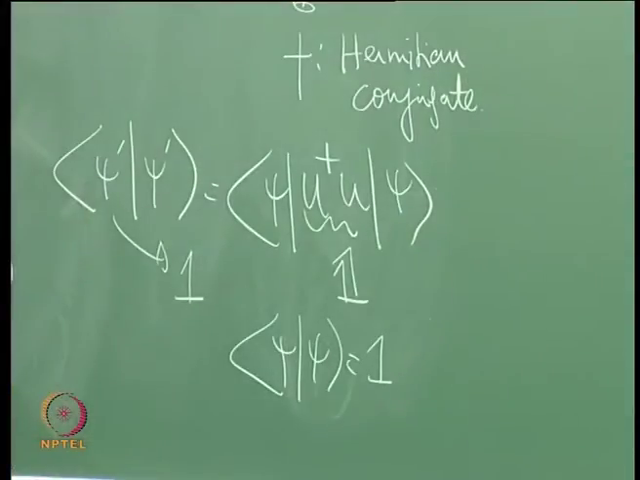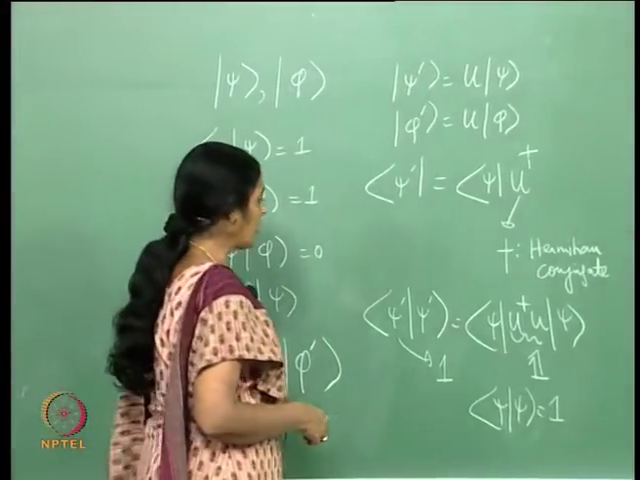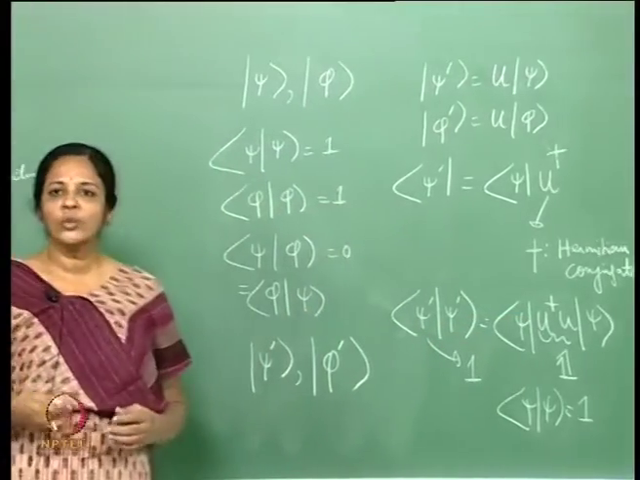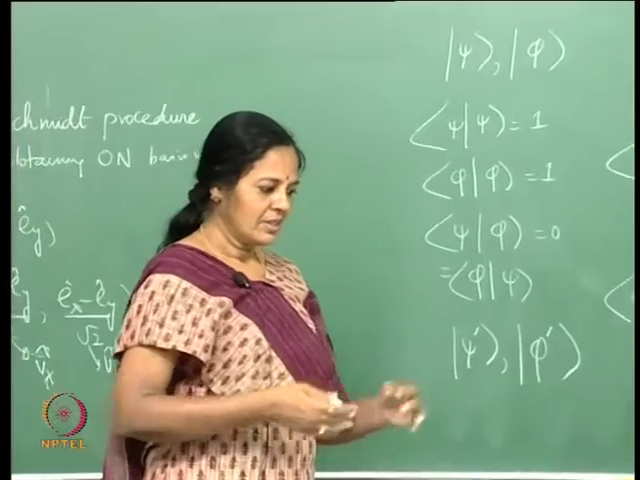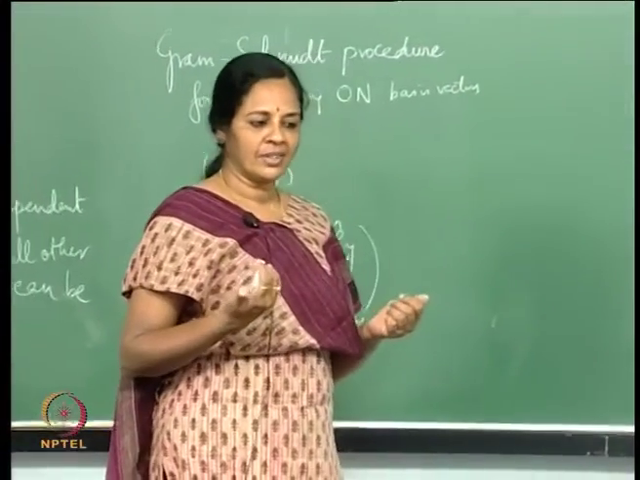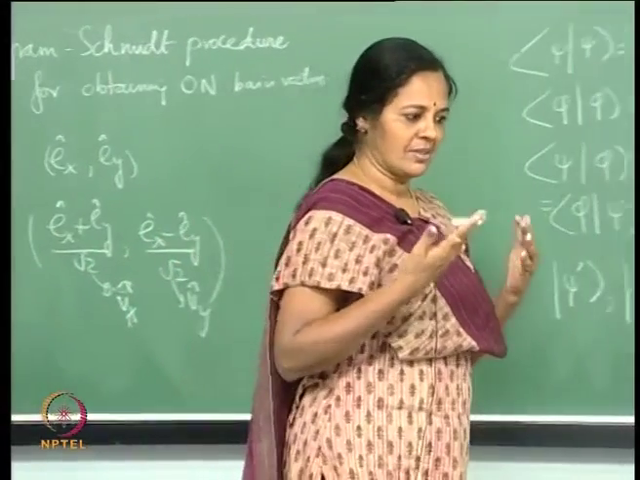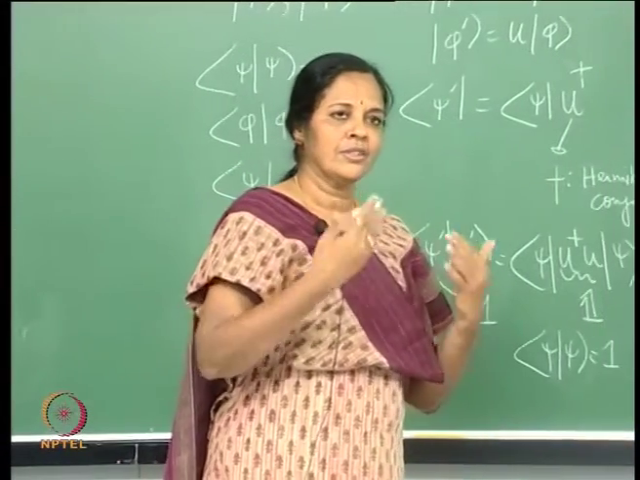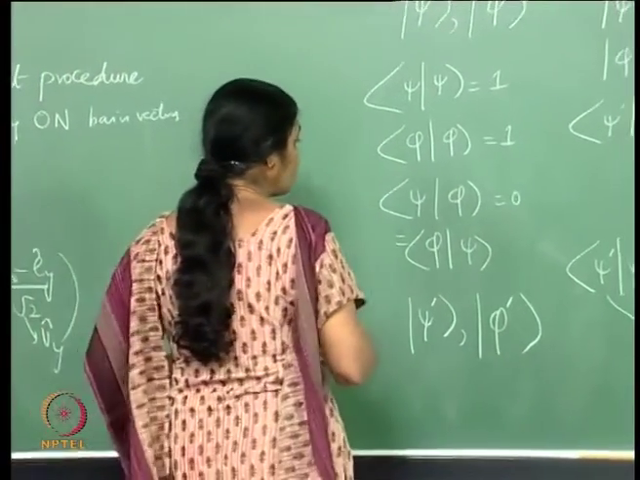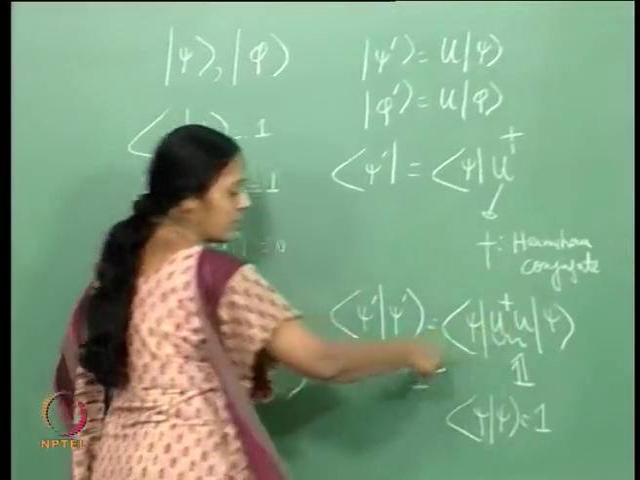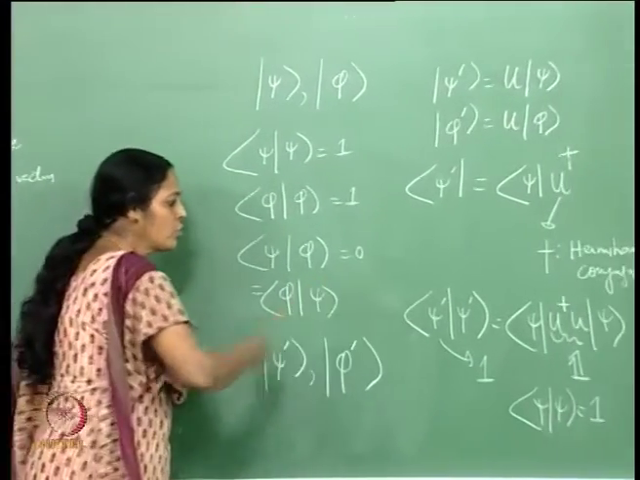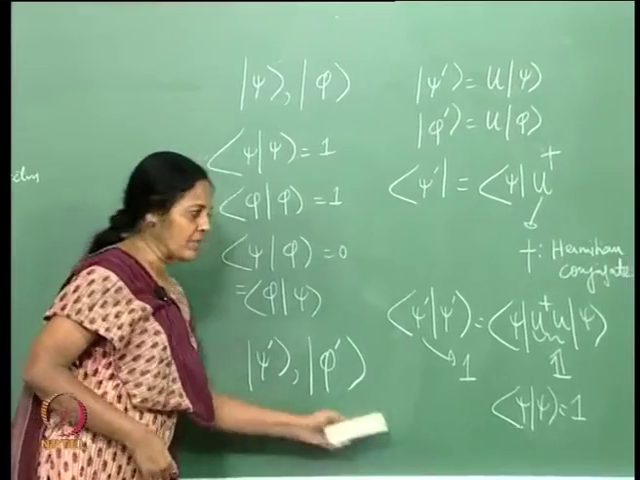Similarly, you can show that u dagger is 1. That means u is a unitary matrix. This is just an example. I will establish later that when you change basis and go from one basis set to another basis set in a linear vector space, you would be really using unitary matrices or unitary operators, as we call them, to move from one basis set to the other basis set.